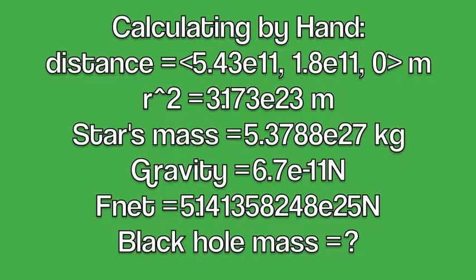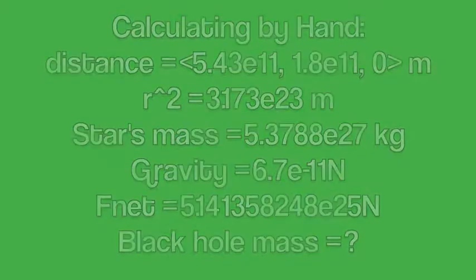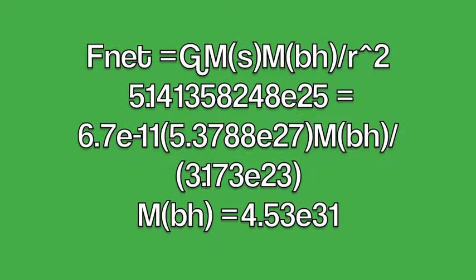If I were to calculate the mass of the black hole by hand, I would use the final positions of the star minus the black hole's position squared and add it together for r squared. Then I would multiply the r squared by the net force. Then I would divide that by the gravity times the star's mass to find that the mass of the black hole is 4.53e31 kilograms.